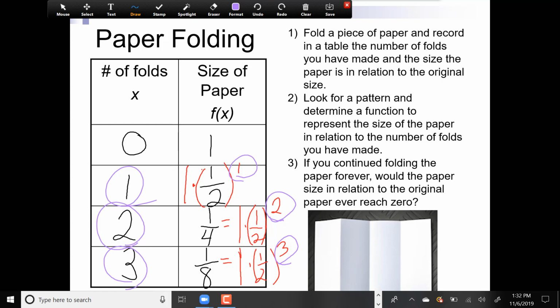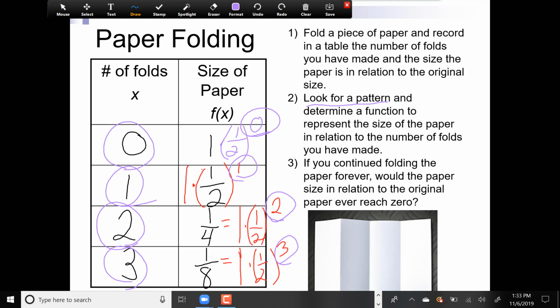Now, just like on the alpacas, what about at the 0? Well, couldn't we have this times 1/2 to the 0? And then my exponent here would match my number of folds. That might give you a hint as to what this function is going to be. The pattern that we see in this table is that the growth factor in this case is only 1/2. And so instead of growing, our paper is actually shrinking. This is called an exponential decay.